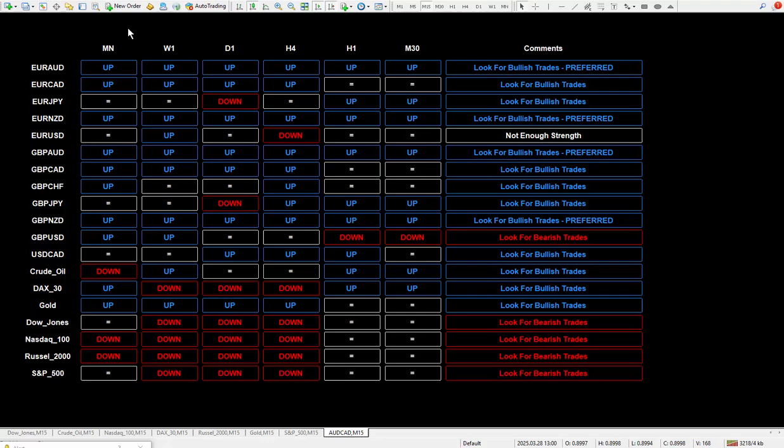Now this daily trade plan checks the time frames from the monthly all the way down to the 30 minutes. After some calculations within the comments here, it'll say look for bullish trades, bearish trades, sometimes it'll say preferred, and sometimes there's just not enough strength. At which point you sometimes just have to wait up to 30 minutes for this to change.